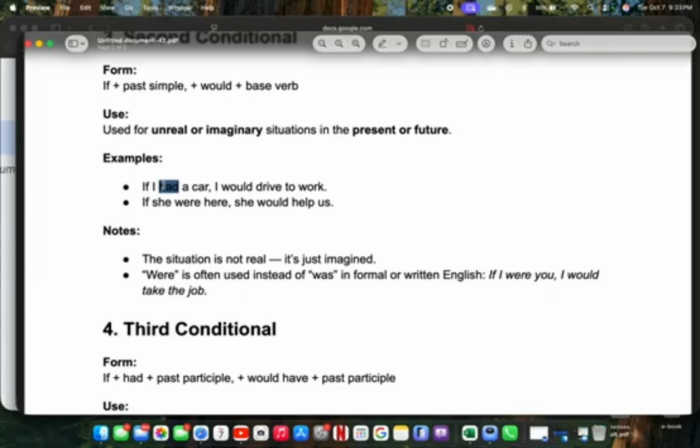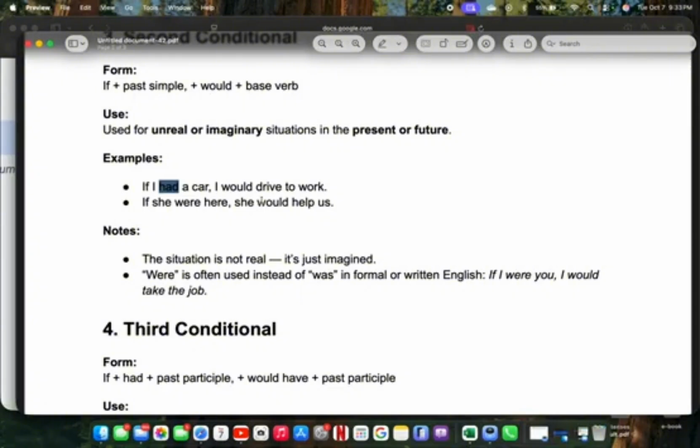If I had a car, I would drive to work. So macam at the point, you tak ada kereta. Okay? But possible for you to have a car. So it's just something that imaginary. Okay? Or unreal. Something that has not happened yet. But maybe will happen in the future. Yeah, who knows? Maybe at some point you will buy a car.